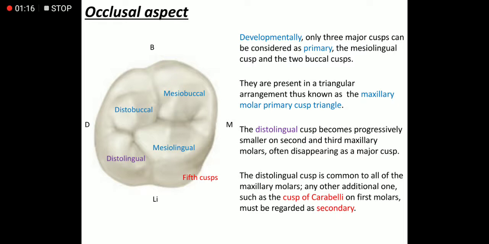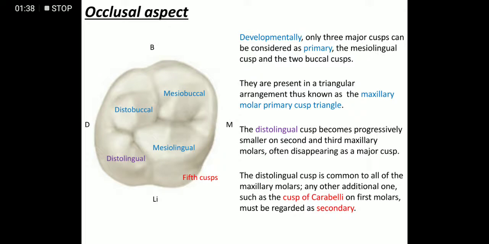We can see a triangular arrangement present on all the maxillary molars. Mesiolingual, mesiobuccal, and distobuccal cusps contribute to this triangular arrangement. So, they are also known as the maxillary molar primary cusp triangle. Distolingual cusp is not part of this triangular arrangement.